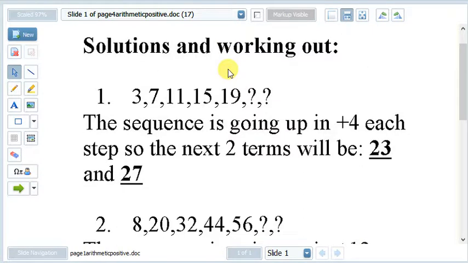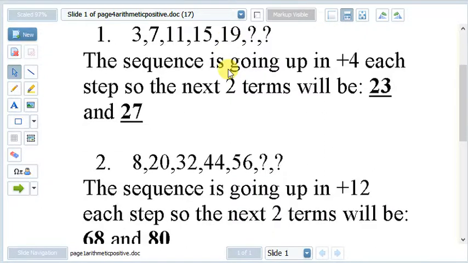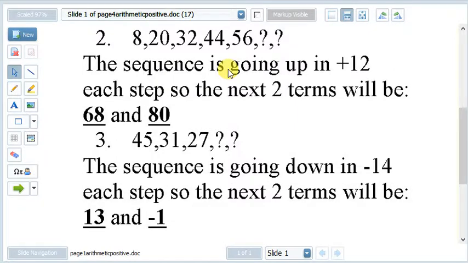Okay, so solutions and working out. For question 1, the sequence is going up in plus 4s each time, so the next two terms will be 23 and 27. Question 2, the sequence is going up in plus 12s, so therefore the next two terms will be 68 and 80.